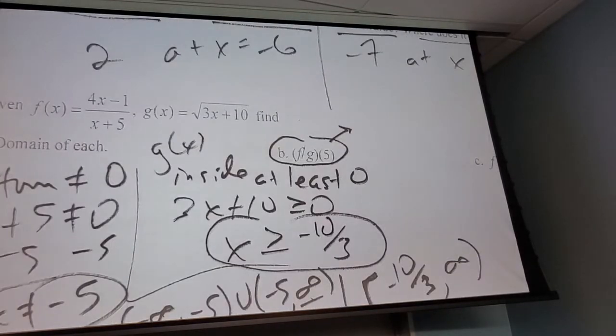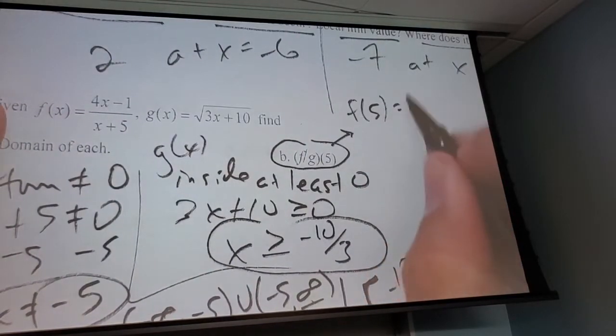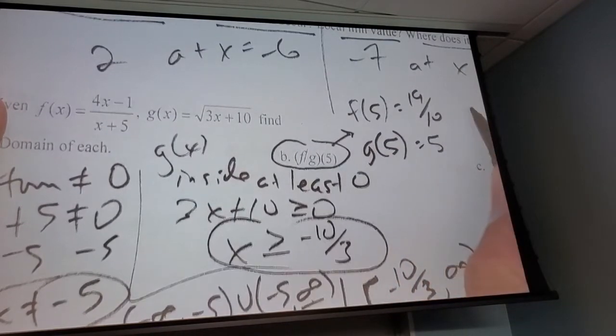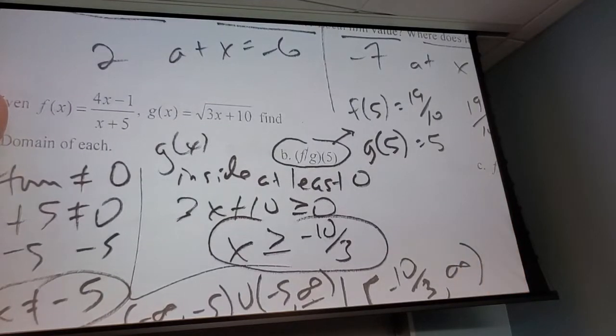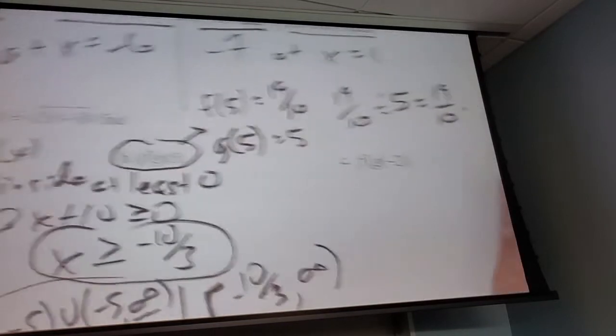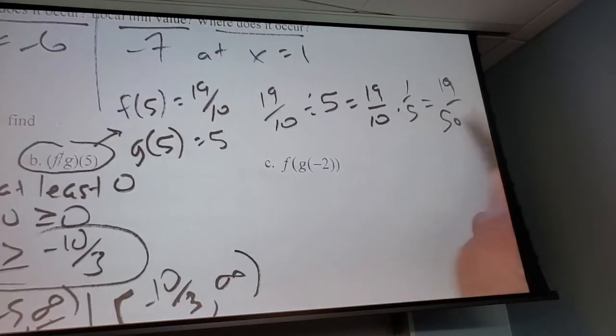How do I do that one? Plug in 5 into both of them. Don't take the x stuff and try to divide it, just plug a 5 into F. What do you get when you put a 5 into F? 19 over 10. And what do I get when I put 5 into G? 5. So I want to do 19/10 divided by 5. That's 19/10 times 1 over 5, which is 19 over 50. It's done.